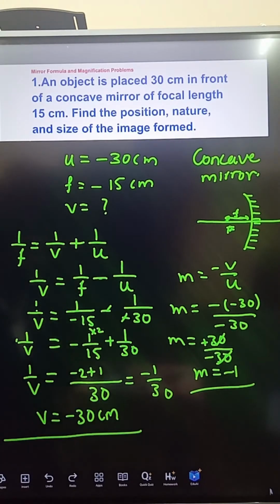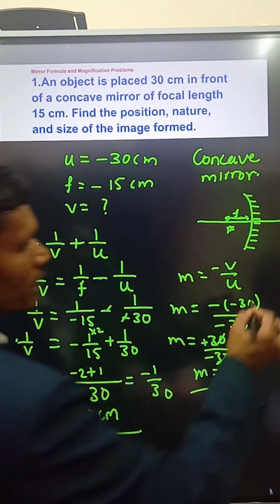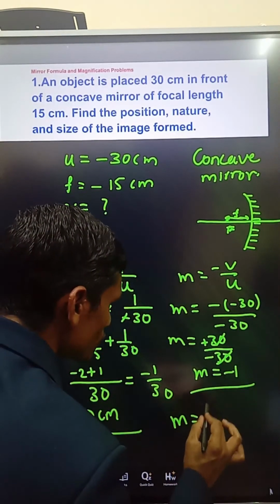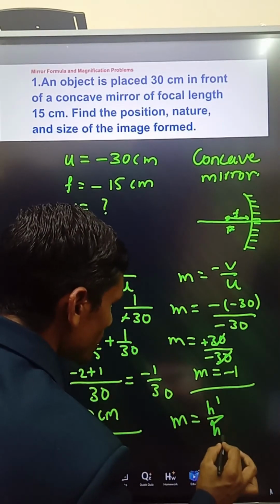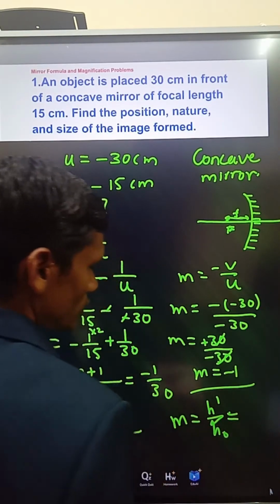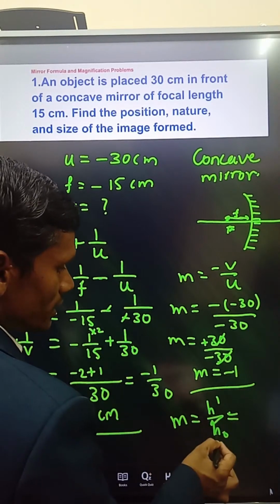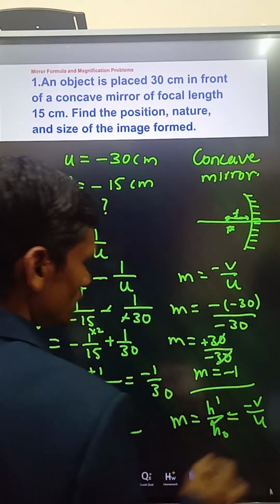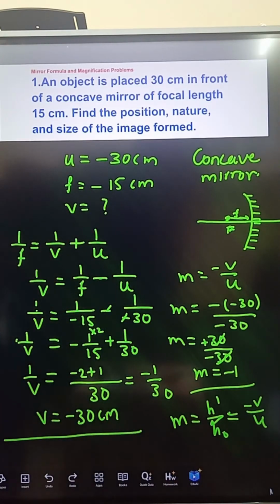if the height of the object is given, then the image height can also be found out, right? So here we have already found out the magnification relation, I hope you know that. Magnification is equal to h dash by h naught, where this is the image height and this is the object height. This will be equal to minus v by u. So this is the relation as you already studied. This is one problem we have already done.